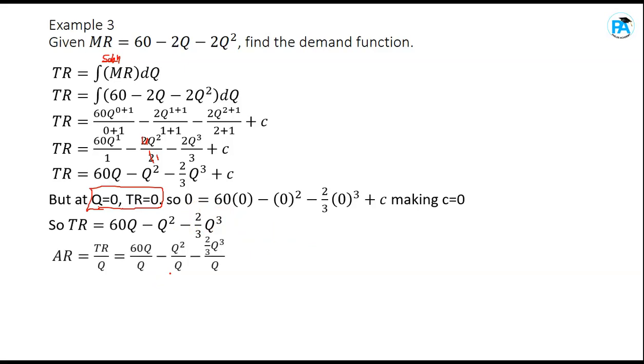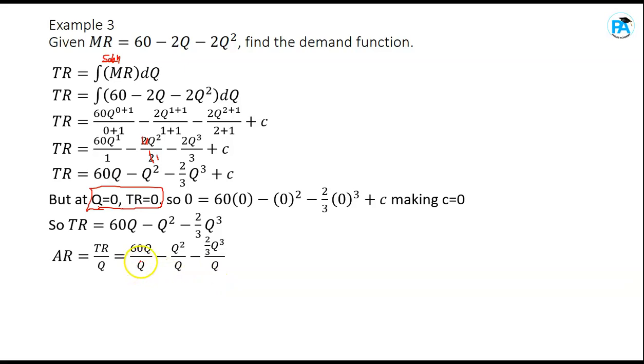Now to find the demand function, you need the average revenue. Are you with me? To find the demand function, you need the average revenue function. So average revenue is equal to total revenue divided by quantity. Are you following? That gives you 60Q divided by Q. We are going to divide through by Q. That's what we mean: you divide through the total revenue function by Q to get average revenue. So that gives you 60Q divided by Q minus Q squared divided by Q minus 2 over 3Q cubed divided by Q.